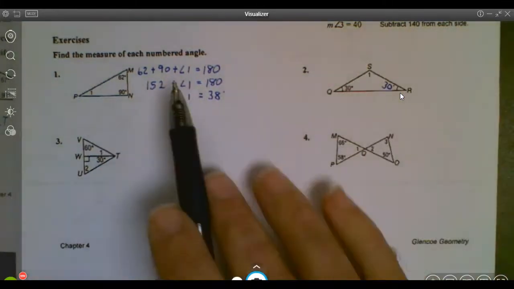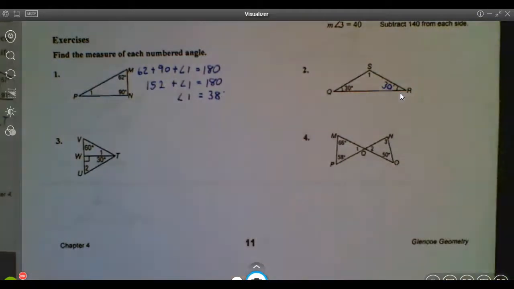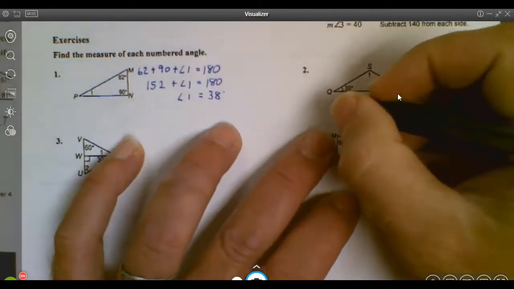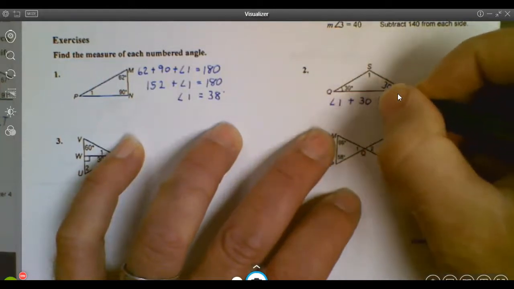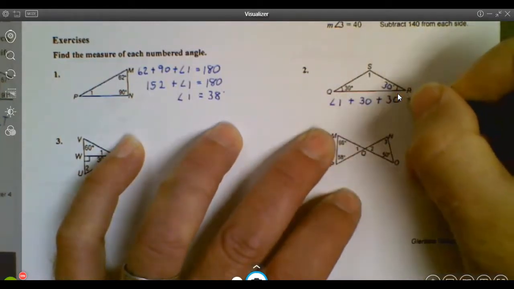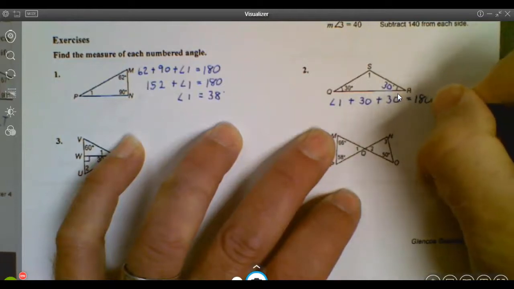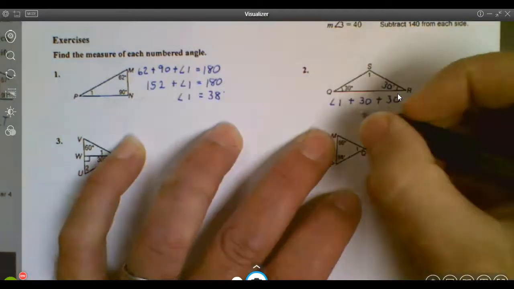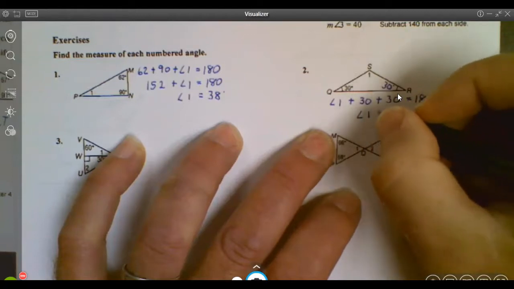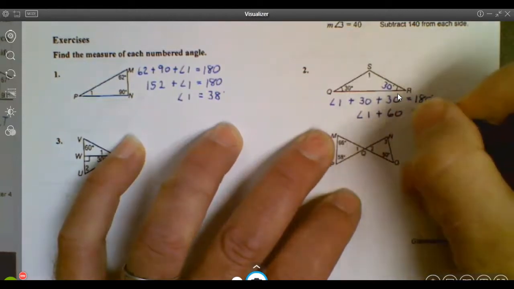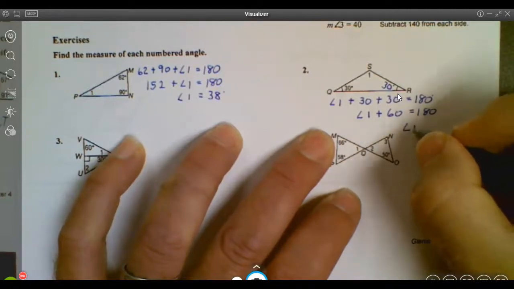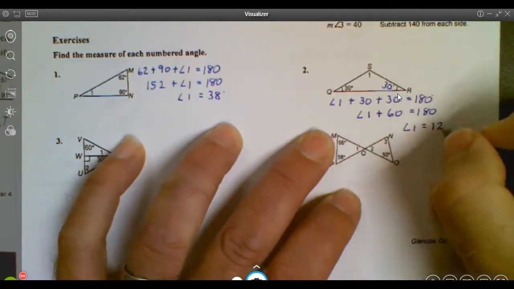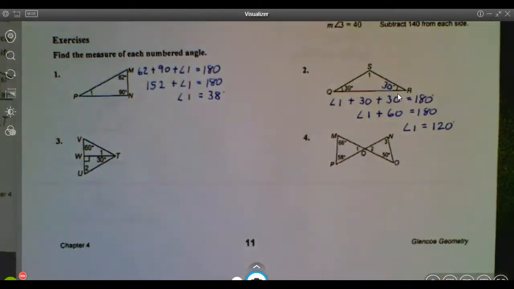And so now I can take the same approach that we took here, and I can say that my angle 1 plus the other two angles must add to 180 degrees. So again, if I know two of those angles, I can always subtract that from 180 in order to figure out my third angle. So that's how we can get the measure of angle 1.